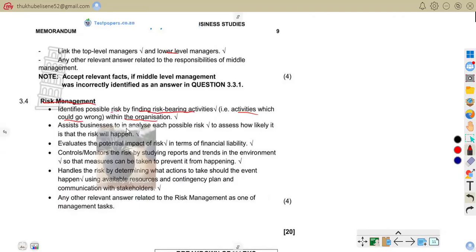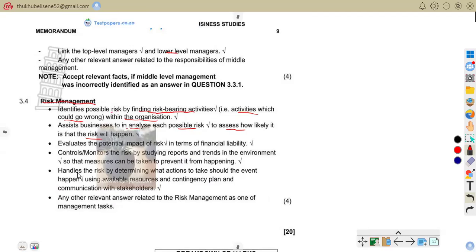They assess the business to analyze each possible risk and assess how likely it is that the risk will happen. Meaning to say, they analyze the likelihood of risk, for example, assessing probability of equipment breakdown.